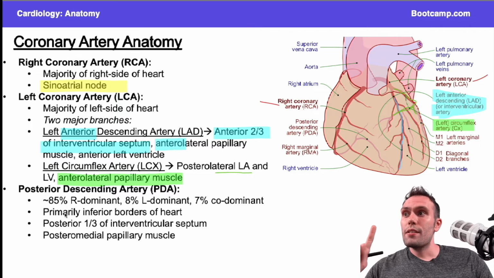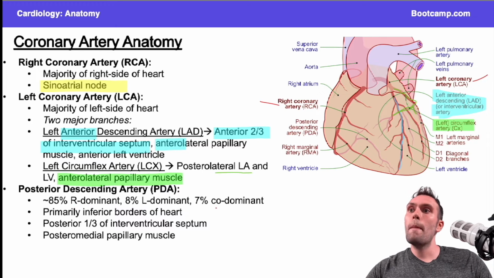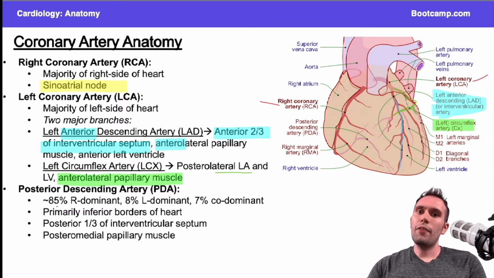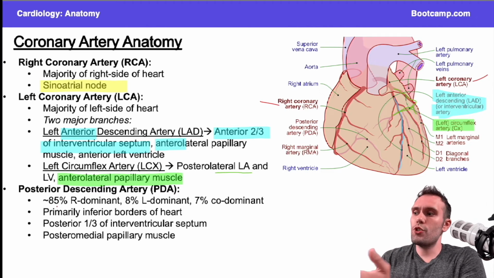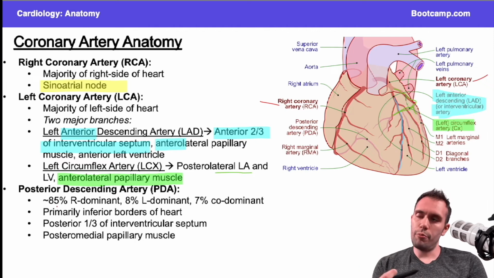So the next thing I want to say is the posterior descending artery is a point for confusion for some people. So the posterior descending artery can arise from the right circulation or the left circulation or both circulations. Most patients, just like when we went through neurology, we said if they tell you the patient is right-handed, then they're left brain dominant. If they tell you the patient is left-handed, it's kind of hard to figure out if they're right or left because it could go either way. But if they don't say anything, you just assume they're right-handed, left brain dominant.